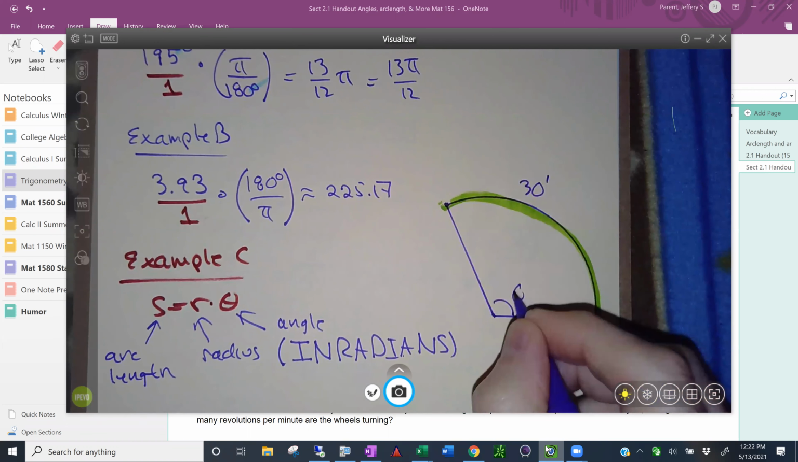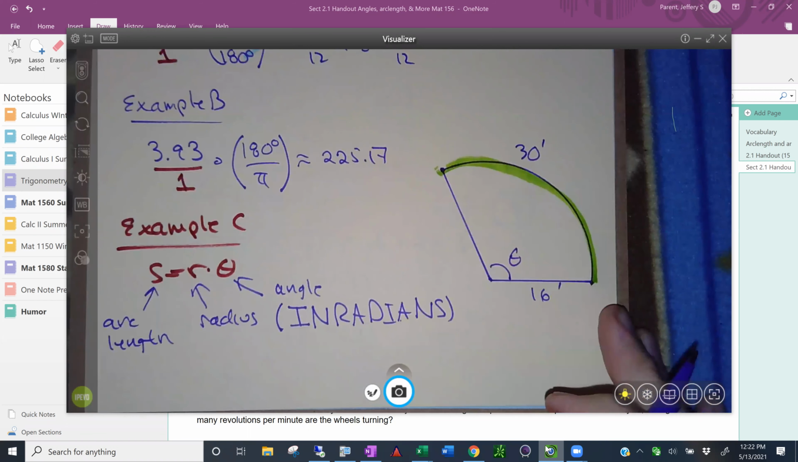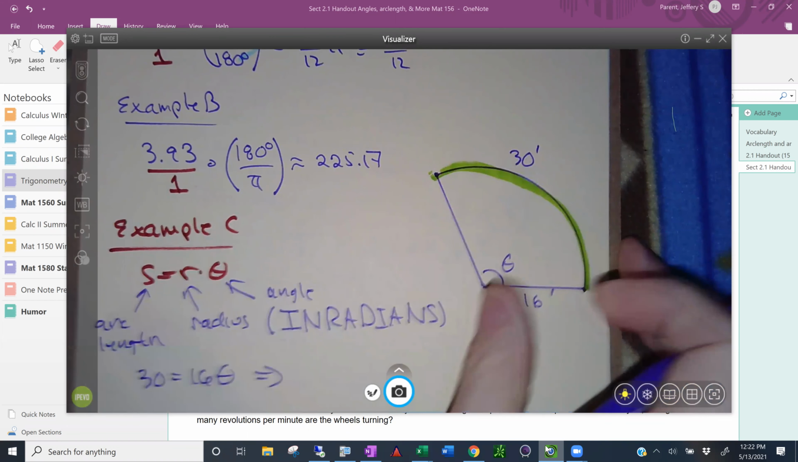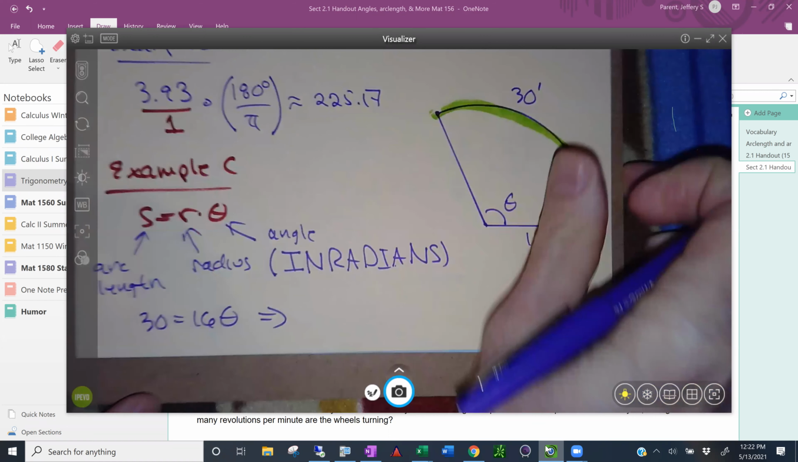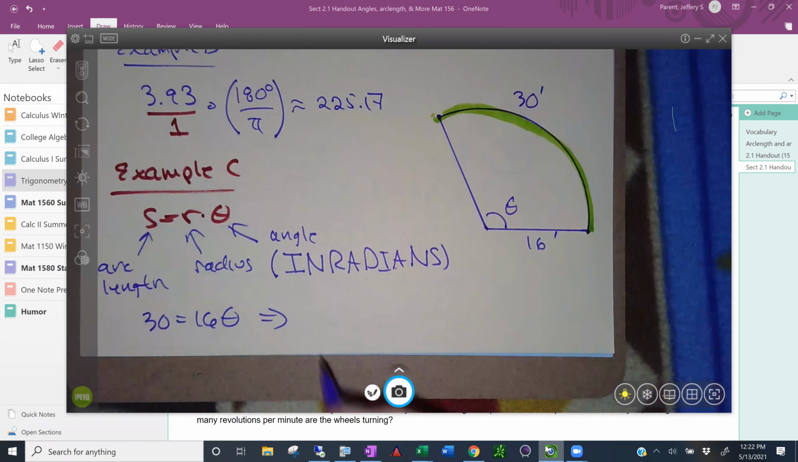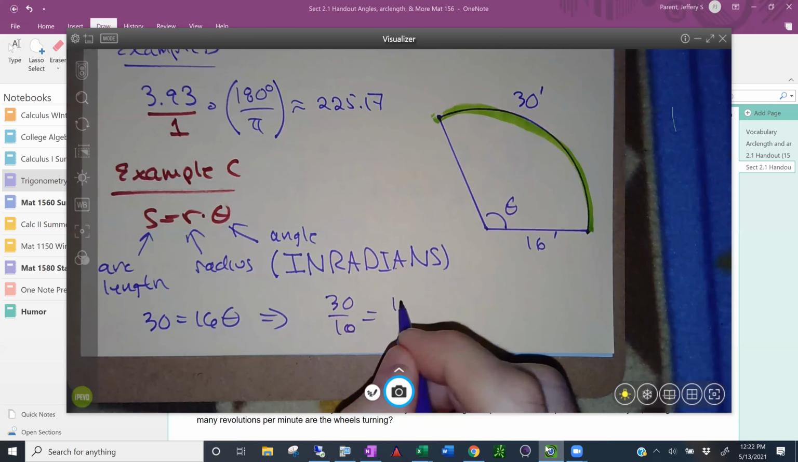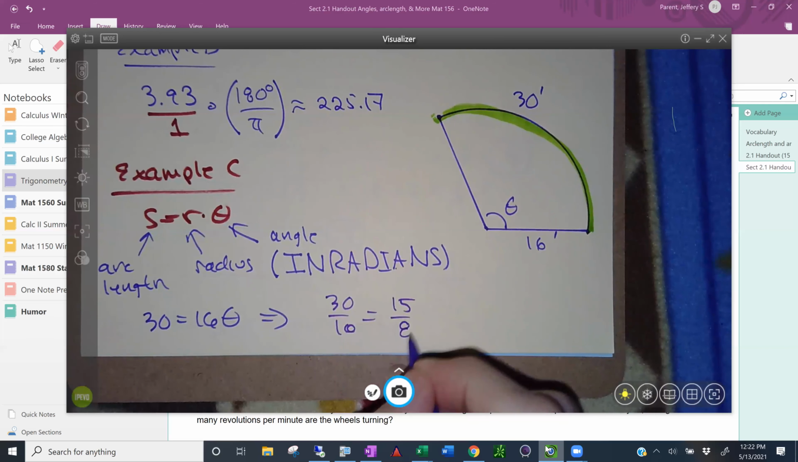We need to figure out what theta is. So S is 30 equals 16 times theta. So you're going to get something a little bit more than 2 radians. Divide both sides by 16, 30 over 16 reduces to 15 over 8. Now, actually, I guess not quite 2 radians. Equals theta. And there's your answer.